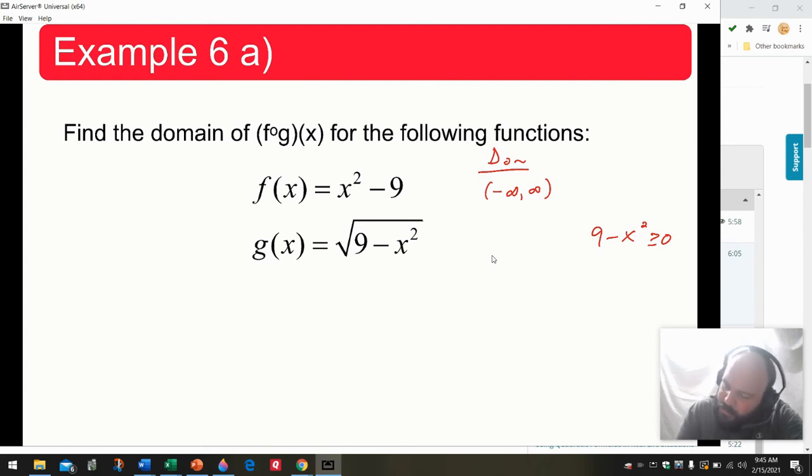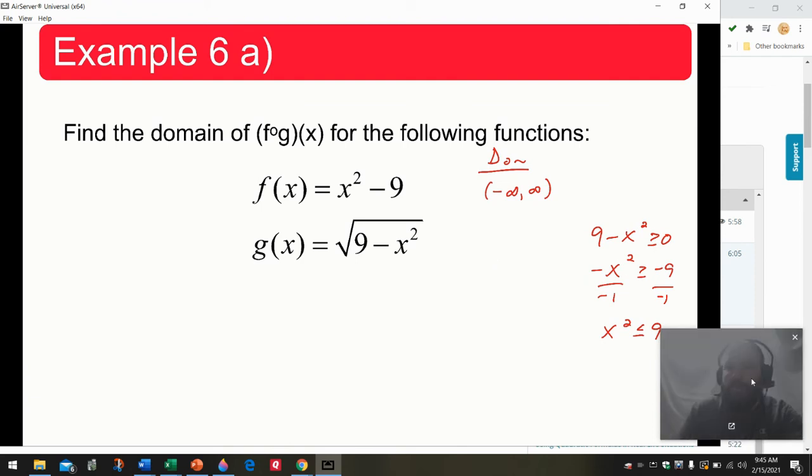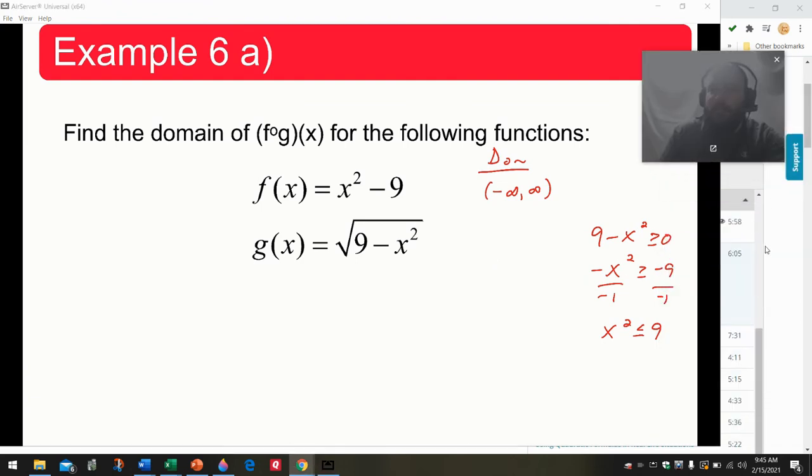Now in solving this, I'm going to subtract 9 from both sides. And then I'm going to divide by -1, which gives me x squared is less than or equal to 9. Remember, when you divide by a negative, you need to flip the inequality sign. The next thing we're going to do is take the square root of both sides. And again, when you take the square root, you're going to get two answers. You're going to get x less than or equal to 3, or x is greater than or equal to -3.